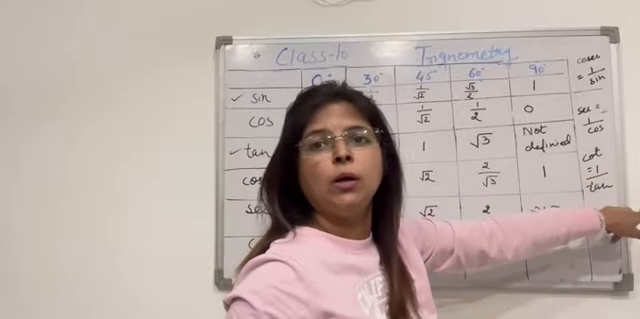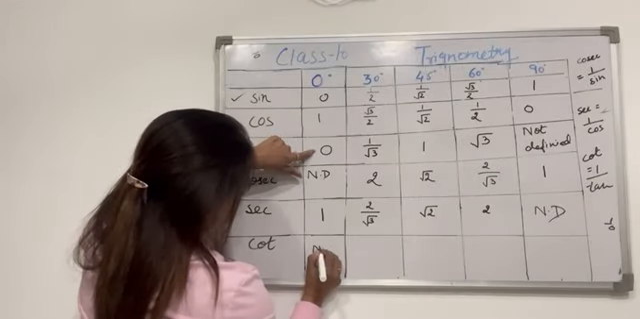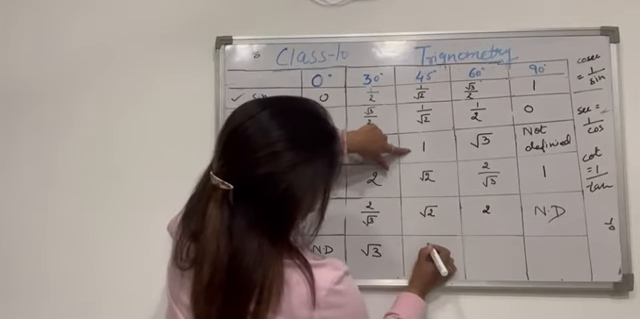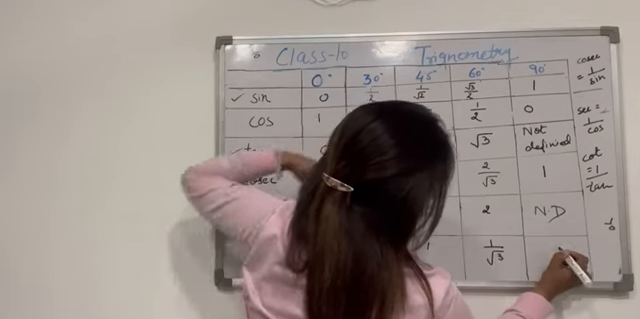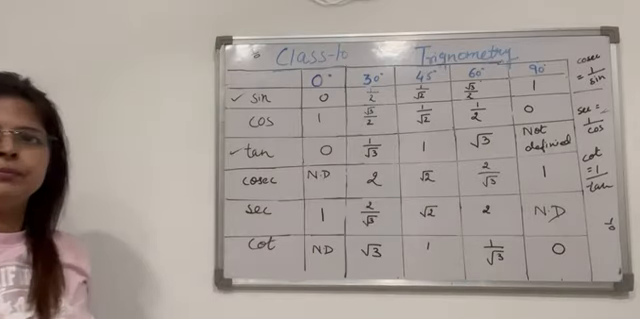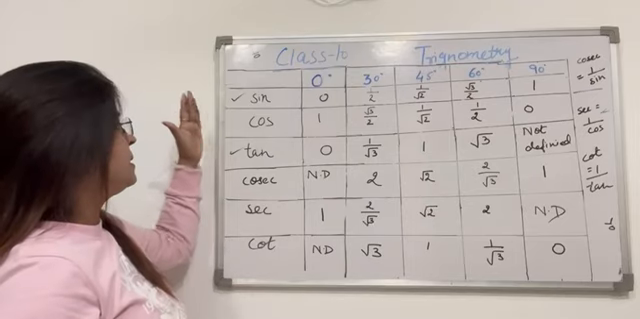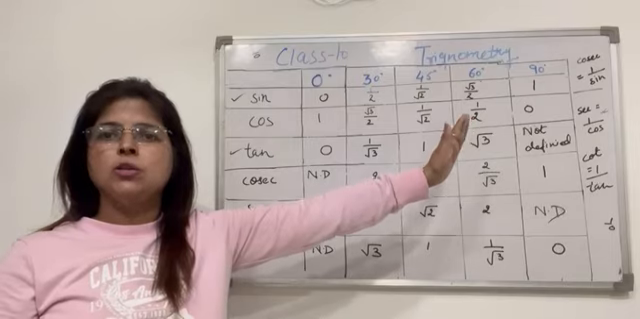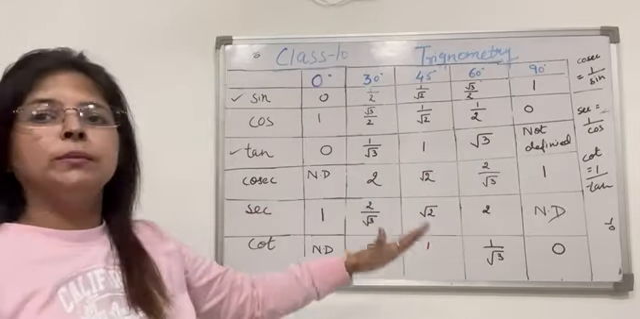Cot is 1 upon tan. Take its reciprocal. 0, 1 upon 0 is not defined. 1 upon root 3 is root 3. 1 reciprocal 1. Root 3 will be 1 upon root 3 and not defined will be 0. Okay, so this is the table for sine, cos, tan, cosec, sec, cot for all the angles. So what we have done, we have learned only sine and tan and we have formed the full table.